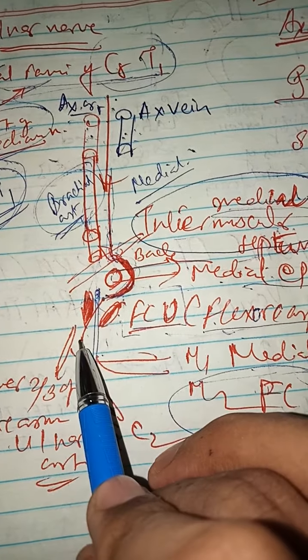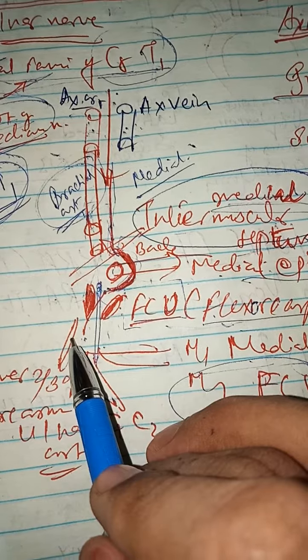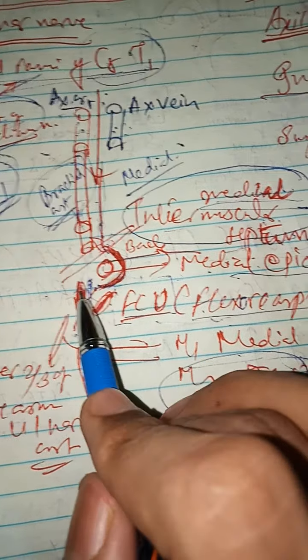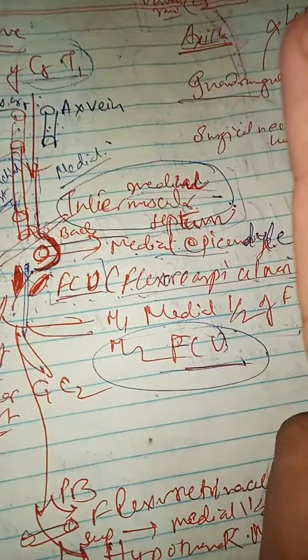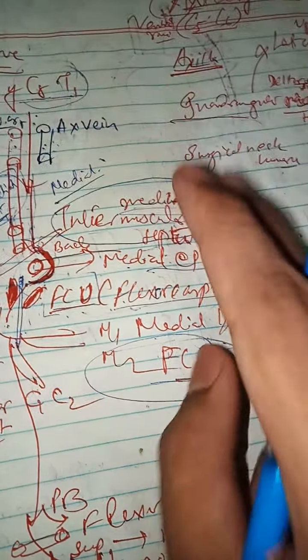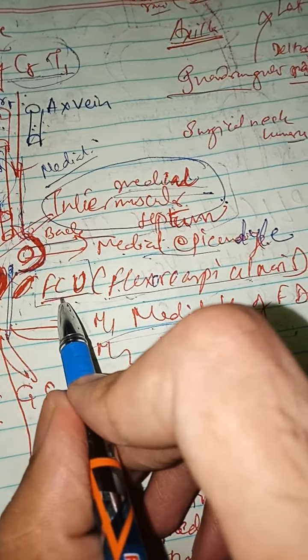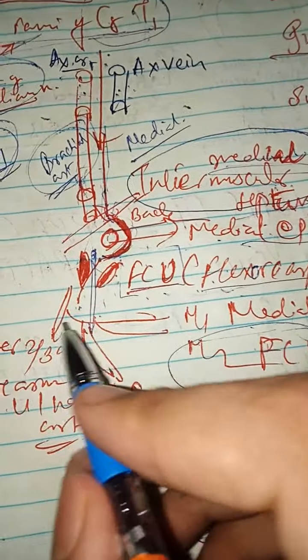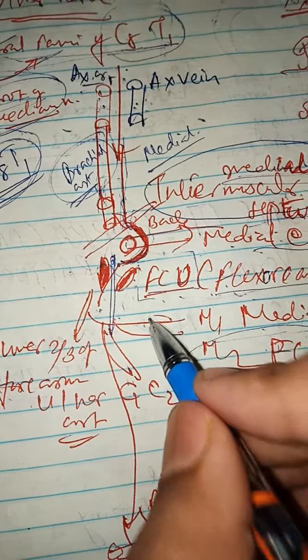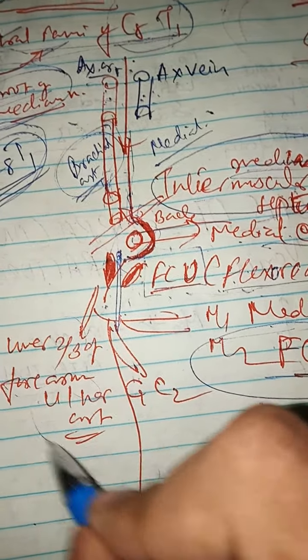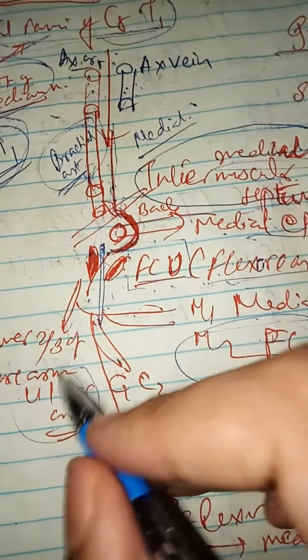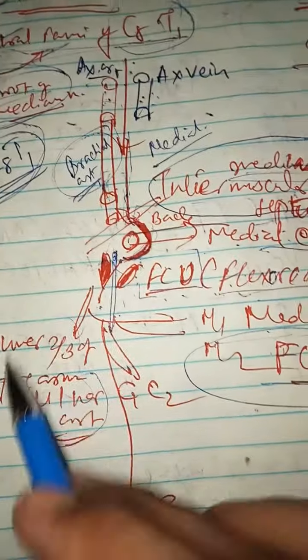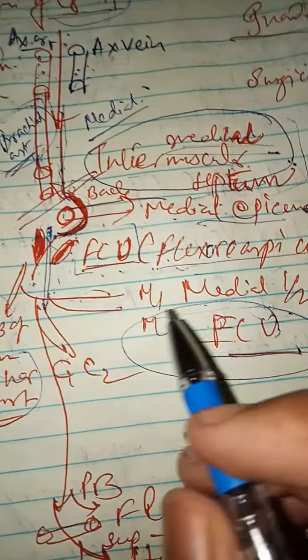So it comes to the forearm, and it lies between the two heads of the flexor carpi ulnaris. Between the two heads of the pronator teres there is the median nerve. Between the two heads of the flexor carpi ulnaris there is the ulnar nerve. In the lower two-thirds of the forearm, it will be with the ulnar artery.